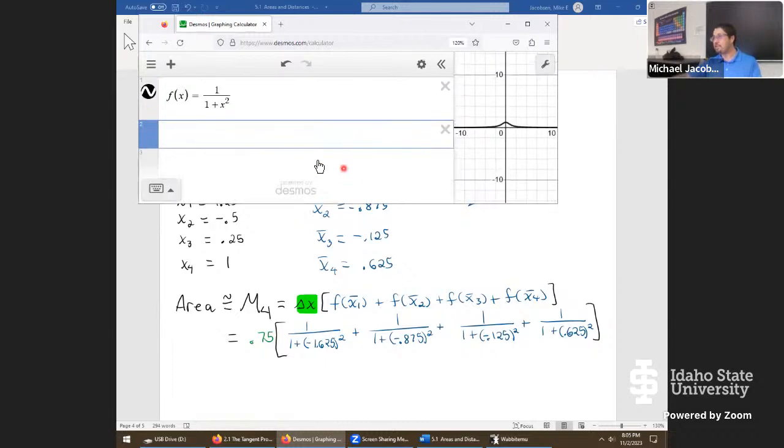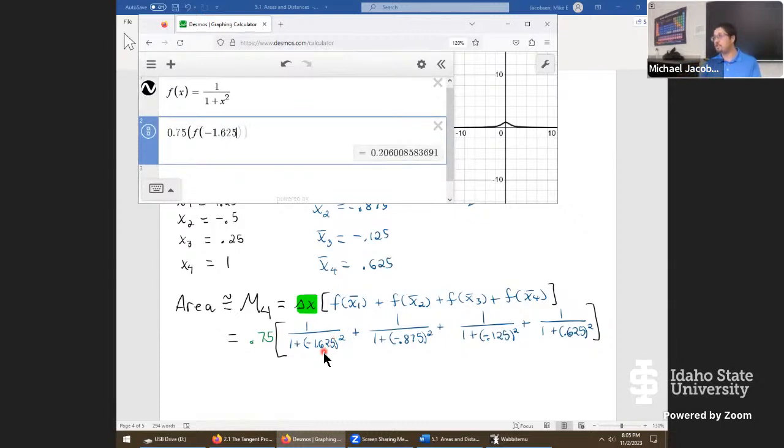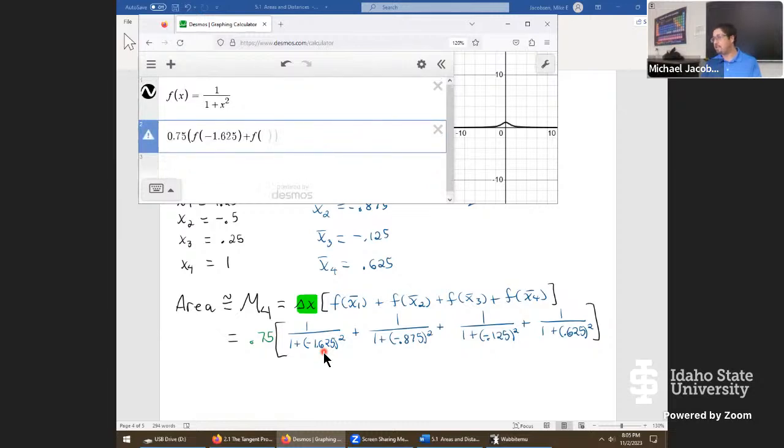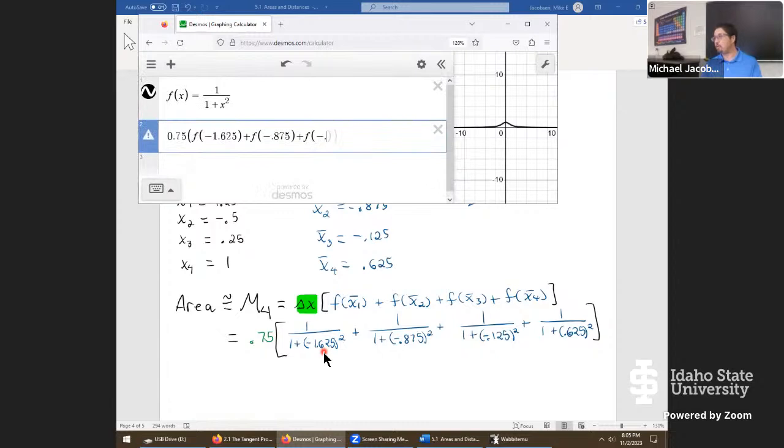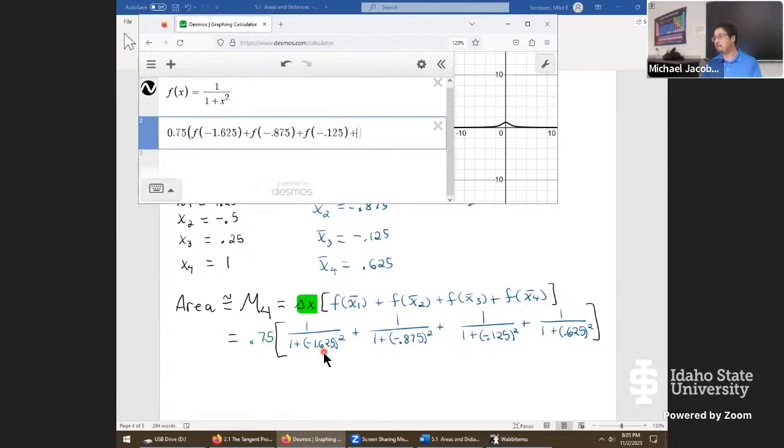Okay, one last try. f of x, define that first as 1 over 1 plus x squared. Once you have your f of x function defined, this is way, way easier. 0.75, parenthesis, f at negative 1.625, f at negative 0.875, f at negative 1.125, f at 0.625. That's the answer I was expecting on this one, and it always amazes me.